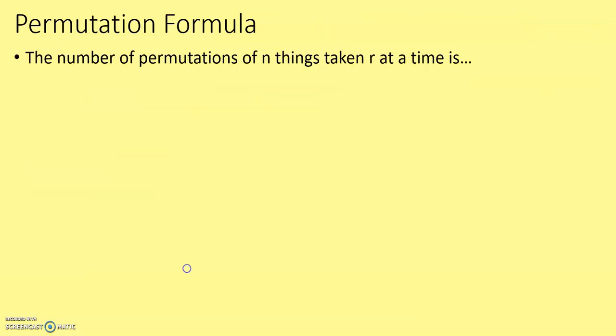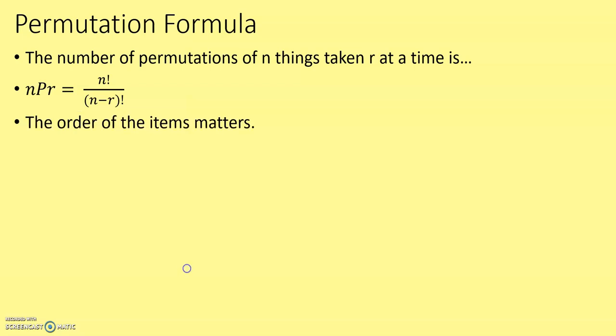The permutation formula. The number of permutations of n things taken r at a time is nPr equals n factorial divided by n minus r factorial. It's a permutation, so the order of the items matters. Example 2.